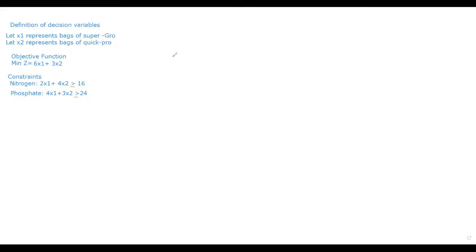Now let's move on to our non-negativity constraints. I said that one is the easiest among all, right? You just represent your decision variables as greater than or equal to 0. So here we have only x1 and x2, so x1, x2 greater than or equal to 0.